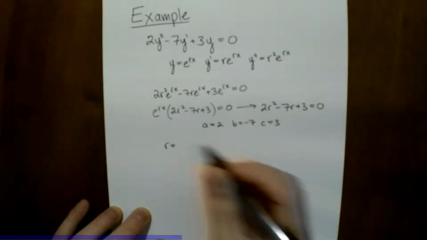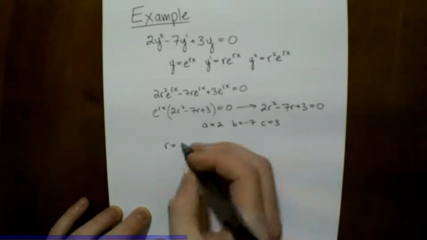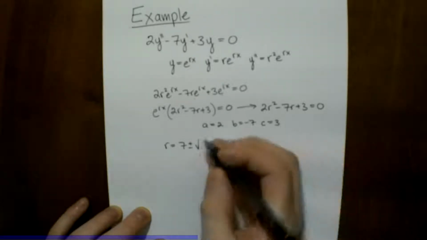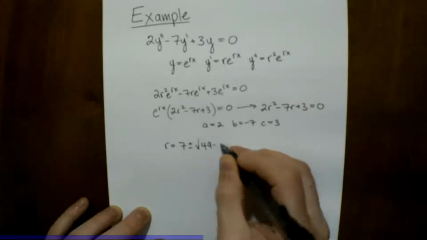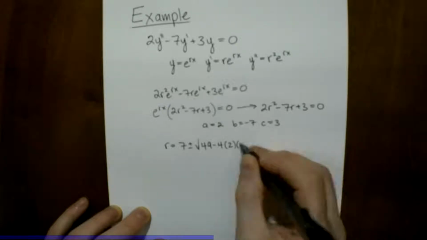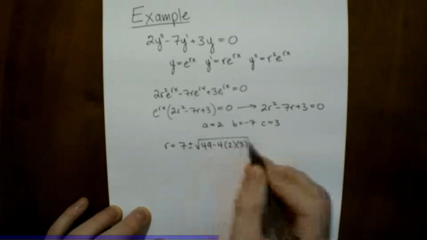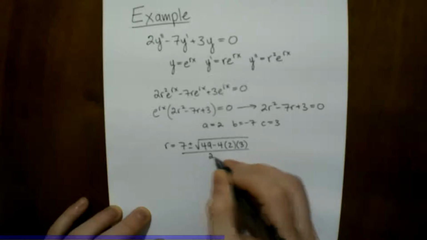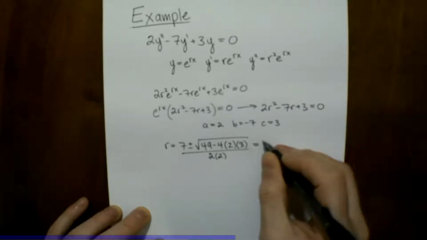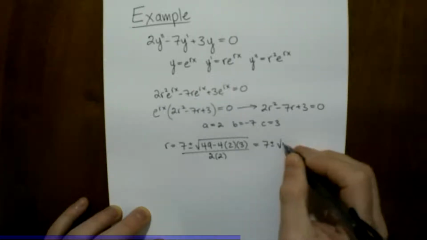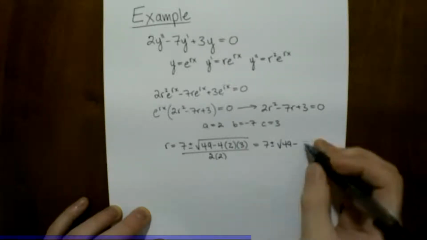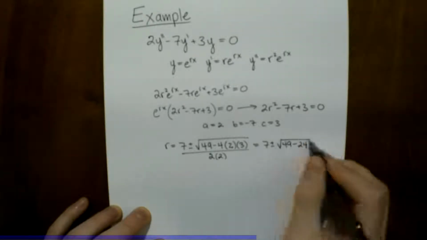r is then the opposite of b, so negative 7, so positive 7, plus or minus the square root of b squared, so 49, minus 4 times a, which is 2, times c, which is 3. And this is, of course, all over 2 times a, and a is 2. Simplifying, we have 7 plus or minus the square root of 49, minus 4 times 2 is 8, times 3 is 24, all over 4.